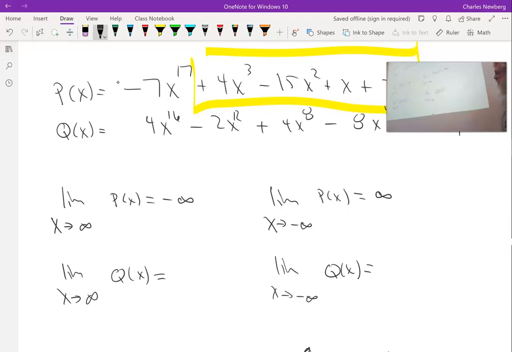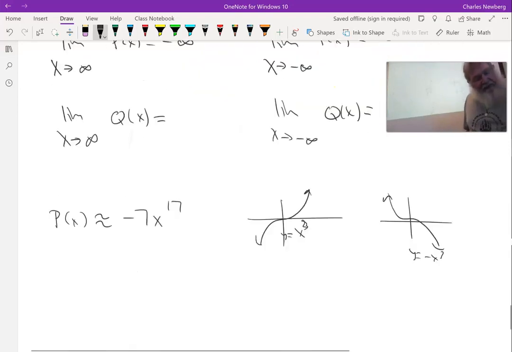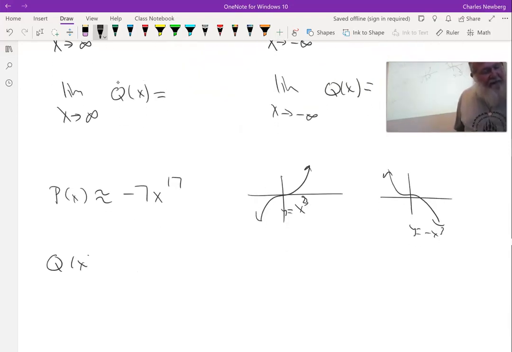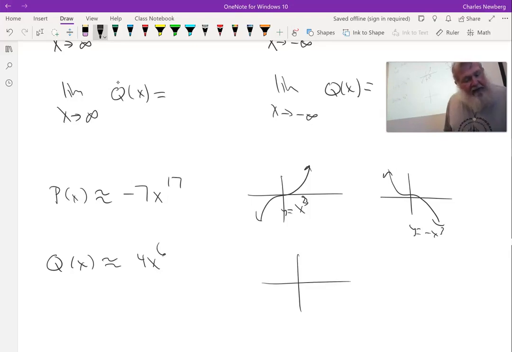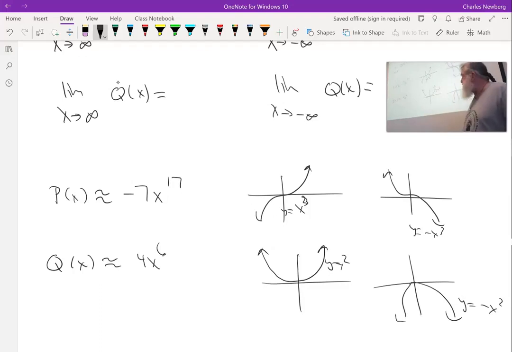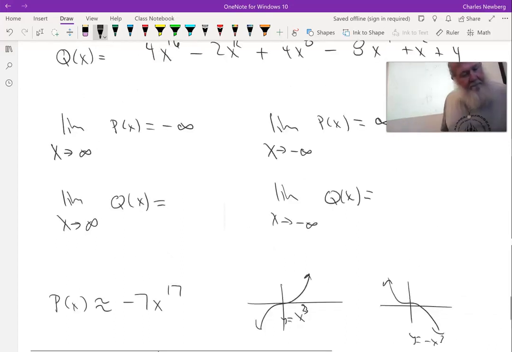Then how about the second one? Well, that one is 4x to the 16th. So q of x would have very similar left and right hand behavior of that polynomial there. Even degree, right? So it's either going to have similar to x squared or minus x squared. Well, how do we decide which one? We look at the leading coefficient. Is it positive or negative there, Dustin? Positive. So it's got to be the same as x squared. So they're both going to go to positive infinity.